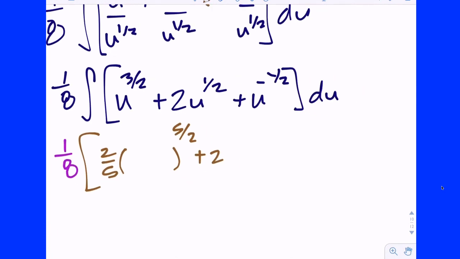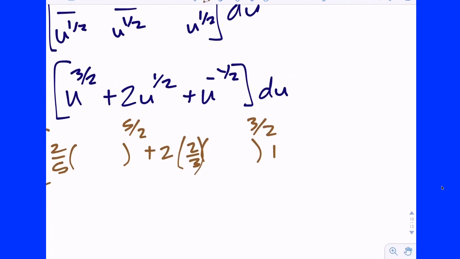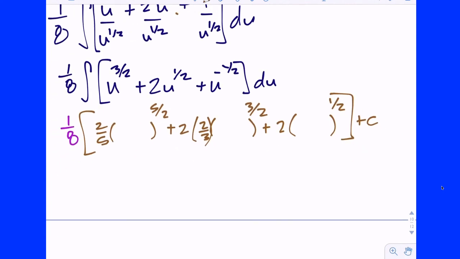Plus 2, leave a space. U, which is parentheses, 1 half plus 1 is 3 halves with a 2/3 out front. Plus, leave a little space. U, or parentheses, negative 1 half plus 1 is a half. Divided by half, same as multiplied by 2. You can put the plus c inside or outside the brackets. It doesn't matter. You put it inside the brackets and distribute the 1/8, it absorbs it. So I just put it out at the back.